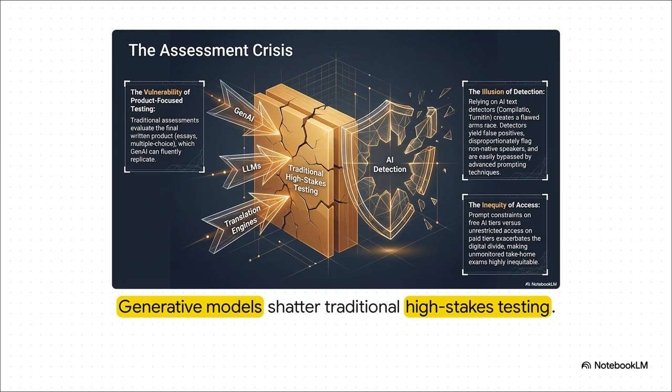Generative AI has effectively bulldozed right through the traditional walls of high-stakes testing because, well, those tests only evaluate the final written product. Now, the instinctive reaction from a lot of institutions has been to try and build a new wall, right? AI detection software. But guys, relying on AI text detectors is a complete illusion. It is an exhausting, unwinnable arms race for us as educators. They throw false positives left and right, they disproportionately flag non-native English speakers, and honestly, a student with advanced prompting skills can bypass them easily.